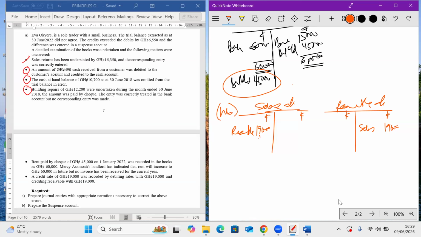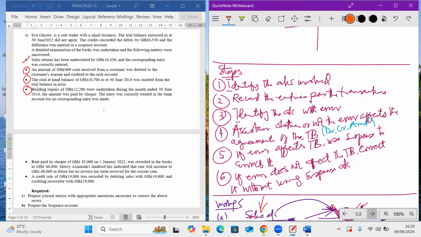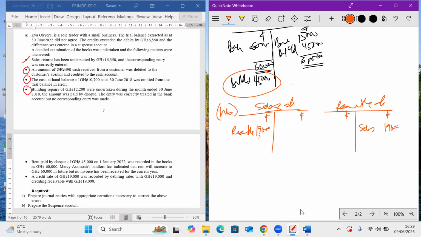Are we good? Now it says identify the account with error. Which account has the error? Both of them. Why? Sales has a credit balance. So receivables will have a what? Debit balance.